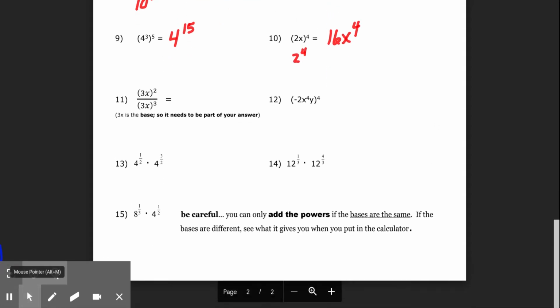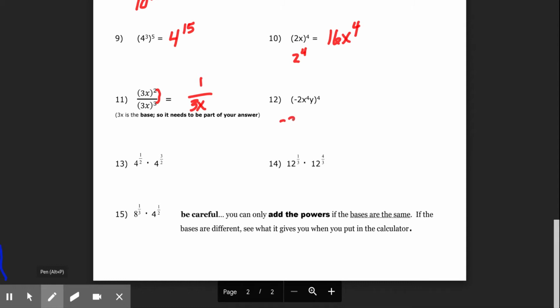Number 11. 3x is a base, so it needs to be part of your answer. So let's take a look at the exponents. So we're going to go 3 minus 2 is 1. That 1 left over will be in the denominator. So it's going to look like this. 1 over 3x, because 3x is the base.